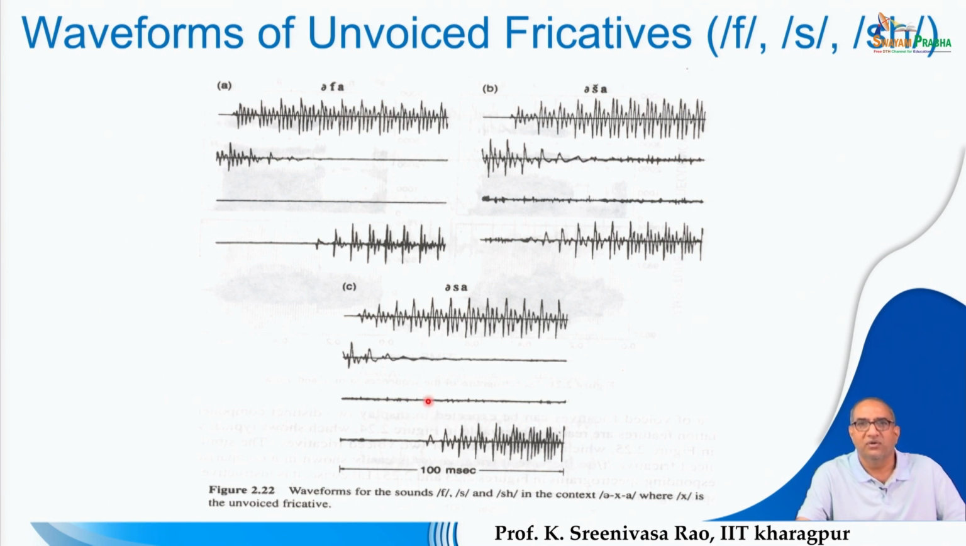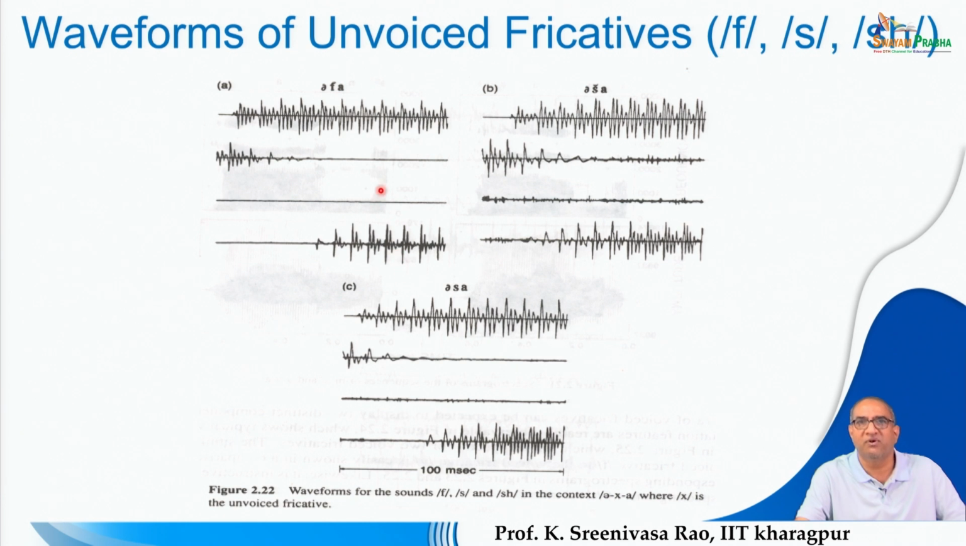Whereas for sa, you can see some kind of random fluctuation or random turbulence here. In the case of sha, you can see more pronounced random fluctuations in the signal. Since you cannot observe the characteristics properly when you speak these sounds in isolation, these fricatives are placed in between two vowels, which forms a word, and that word is uttered, like here fa, where a is the vowel and then a is also a vowel.